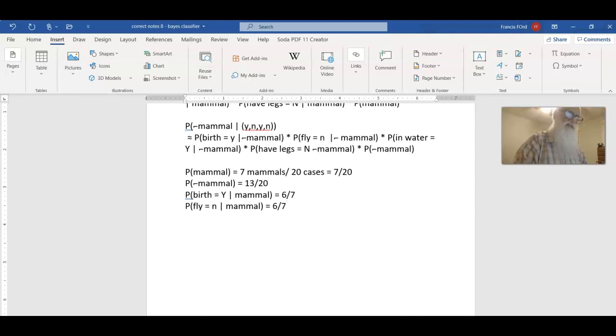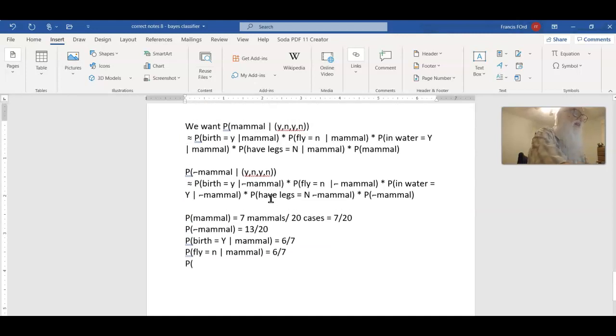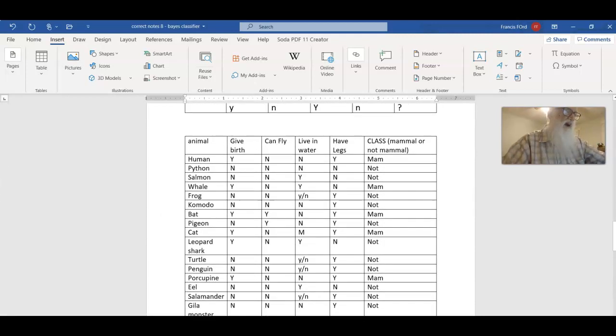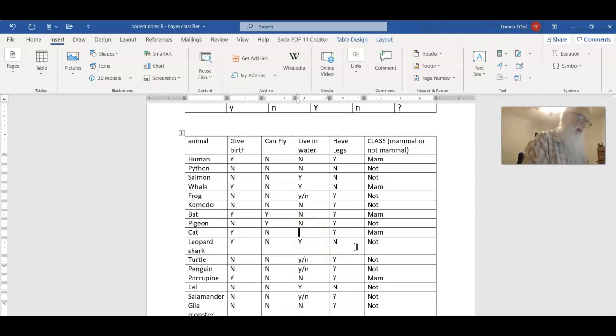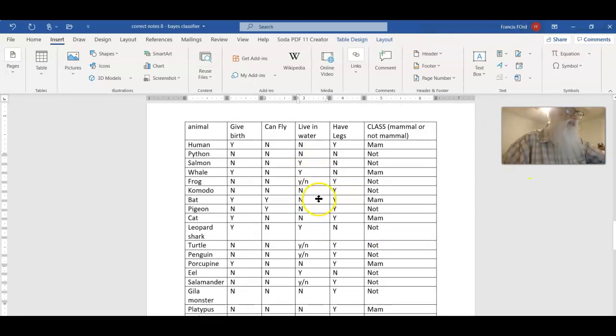Was that the same? I guess it was the same as the last one. Then we have the P of in water equals Y given mammal. Again, we have 7 cases, so the denominator is going to be 7. We have to see how many are living in water. No. So 1 so far. So we have 1 so far.